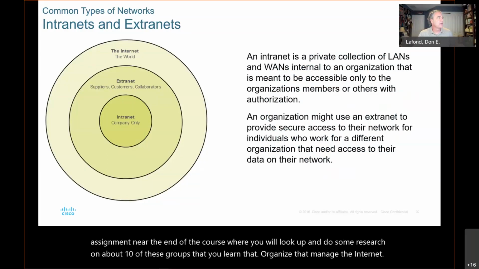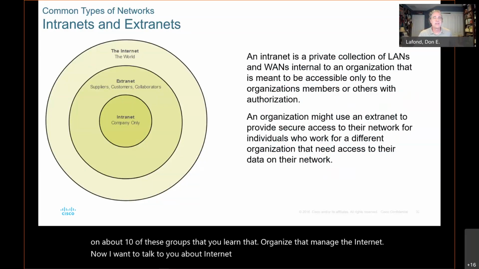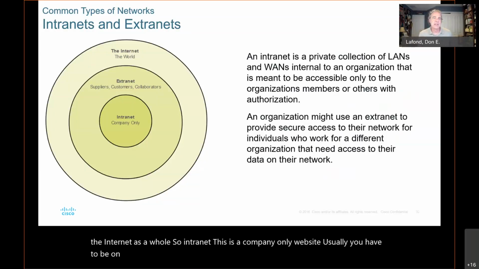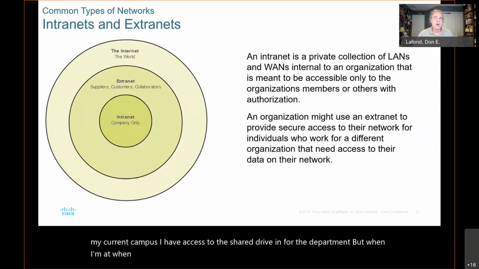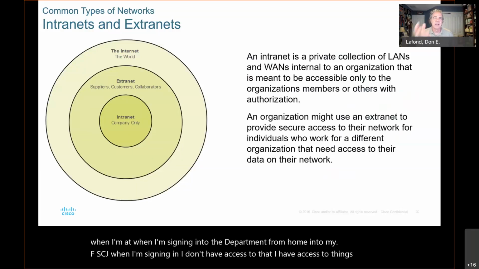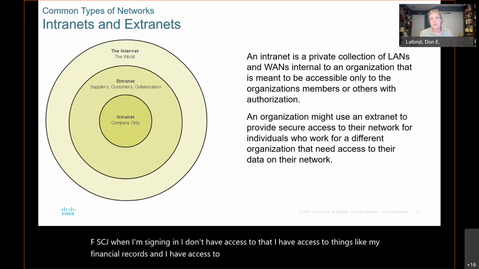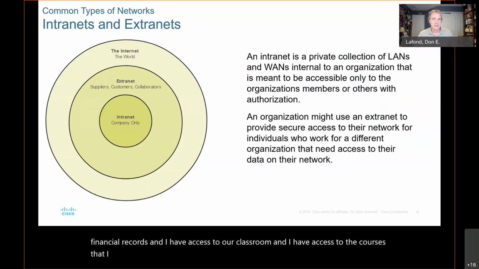Now, I want to talk to you about intranets, and then the internet as a whole. So intranet, this is a company-only website. Usually you have to be on the campus itself to access it. So for example, when I'm on my current campus, I have access to the shared drive for the department. But when I'm signing into the department from home, into my FSCJ, I don't have access to that. I have access to things like my financial records, and I have access to our classroom, and to the courses that I may or may not be teaching next semester.